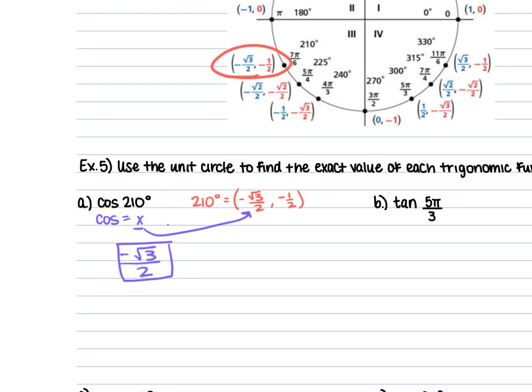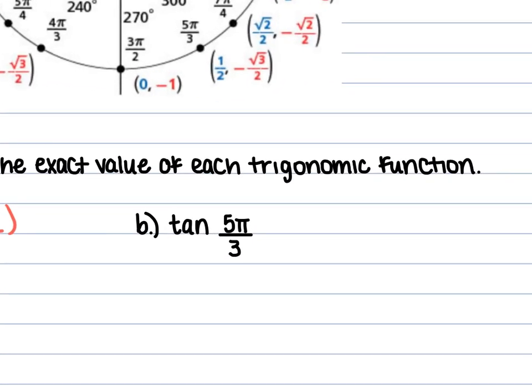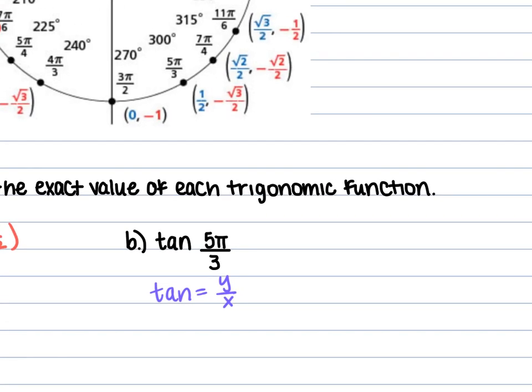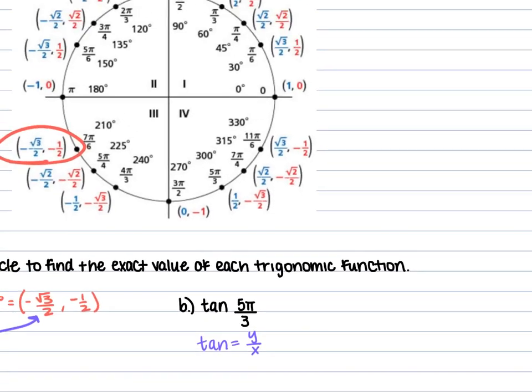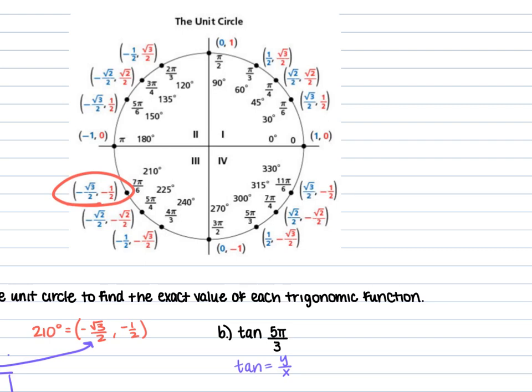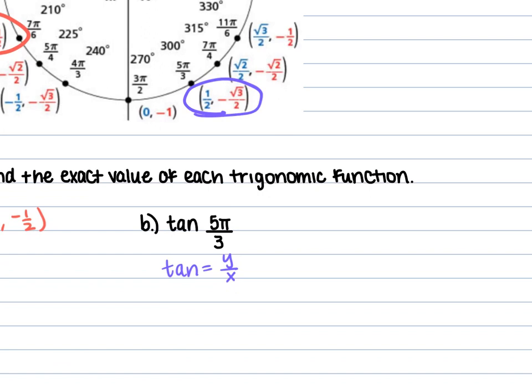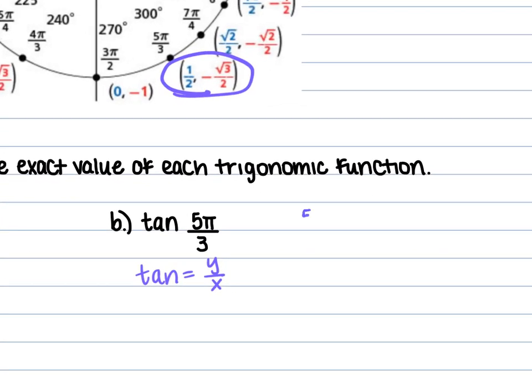For B, we're working with a tangent of 5 pi over 3. So tangent is what values? Tangent is y over x. So we're going to use both x and y from the ordered pair that goes with the 5 pi over 3. Which ordered pair from your unit circle represents the 5 pi over 3? That's 1/2 comma negative square root 3 over 2. So 5 pi over 3 is the ordered pair 1/2 comma negative square root 3 over 2.